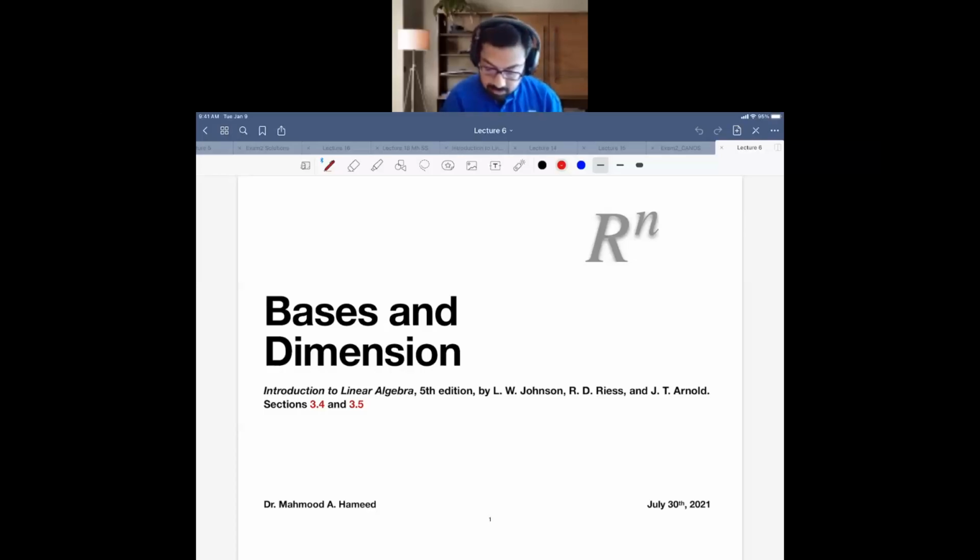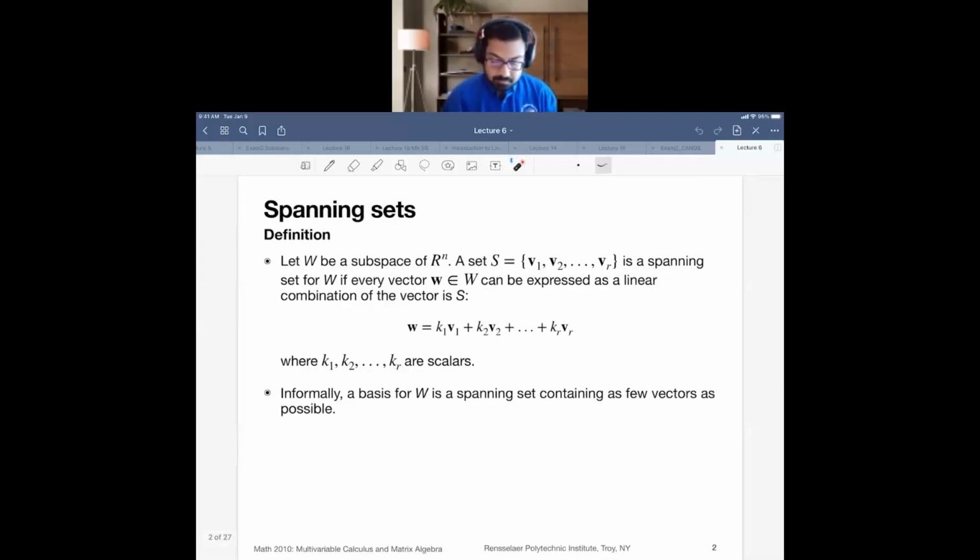Okay, so we get started with lecture 6 of matrix algebra. We're going to talk about bases and dimension today. There is a lot of terminology that is going to come your way, so I'm going to try my best to make all the terminology as clear as possible. We'll do some examples, so hopefully that gets through. This is sections 3.4 and 3.5 of the textbook.